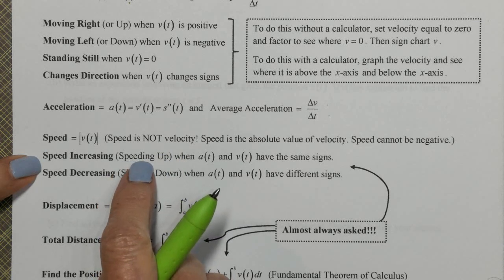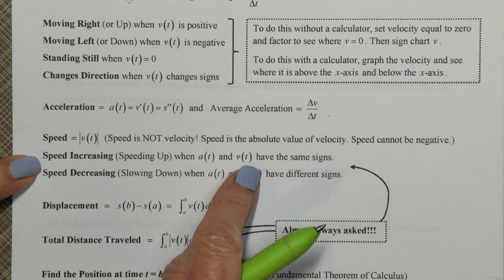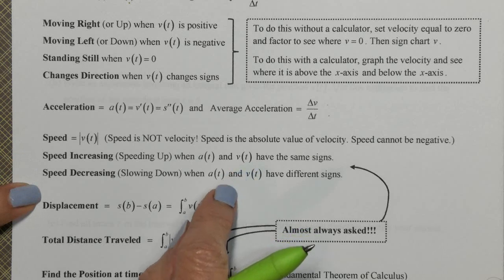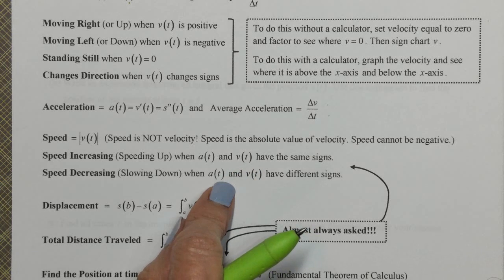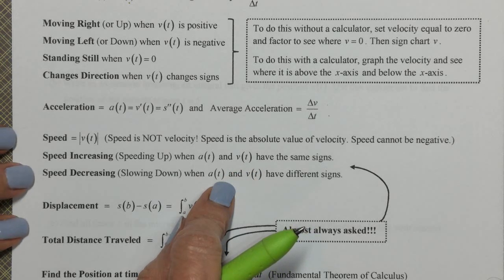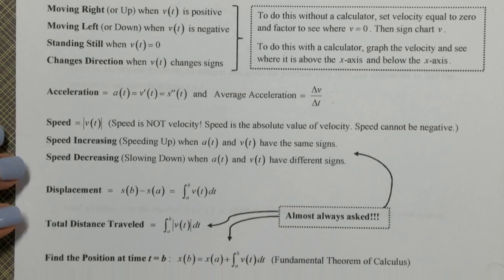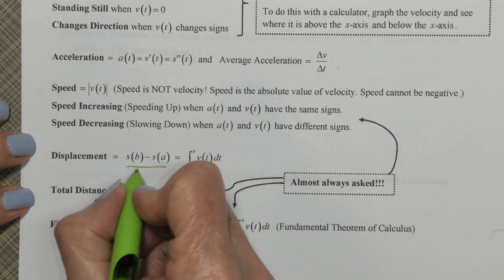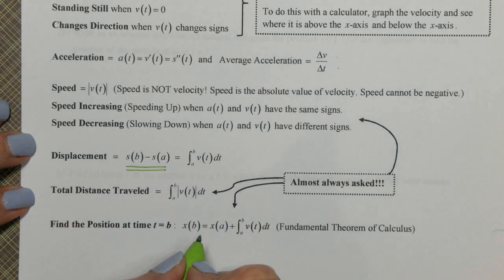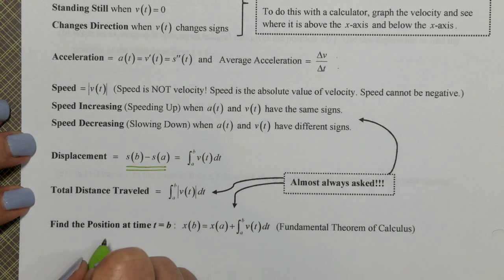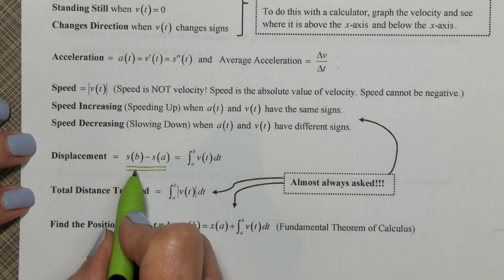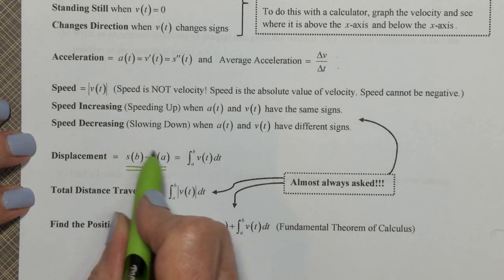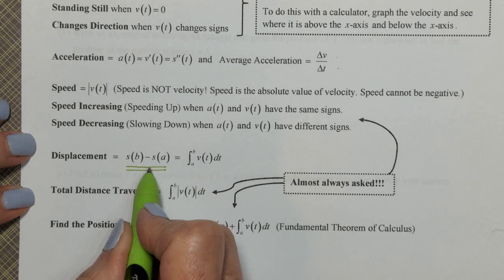Speed is increasing, which means the particle is speeding up, when acceleration and velocity have the same signs, and decreasing or slowing down when acceleration and velocity have different signs. Displacement is just change in position. Change in position can be negative. If we end to the left of where we began or down from where we began, displacement will be negative.